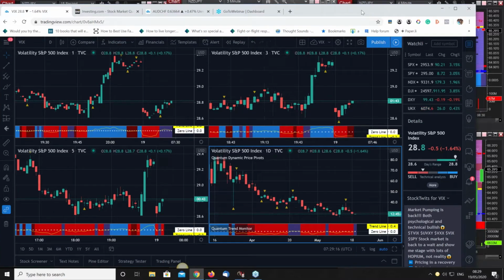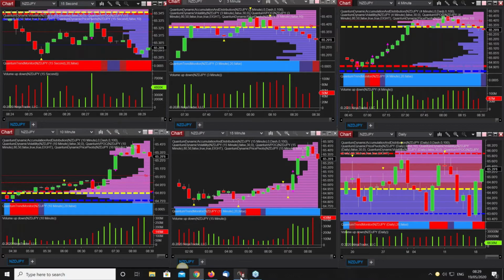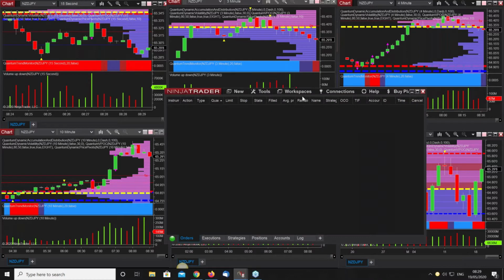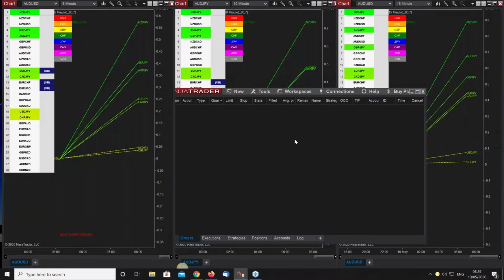So in terms of what is going on in the yen complex and the yen pairs, you're seeing that reflected in New Zealand yen starting to come off a little bit. In other words, we're starting to see a little bit of buying coming into the yen complex. Just go over onto the currency array, which is here. Here we are.